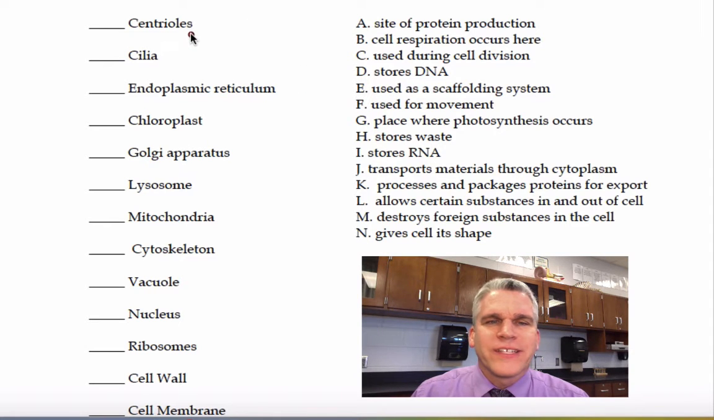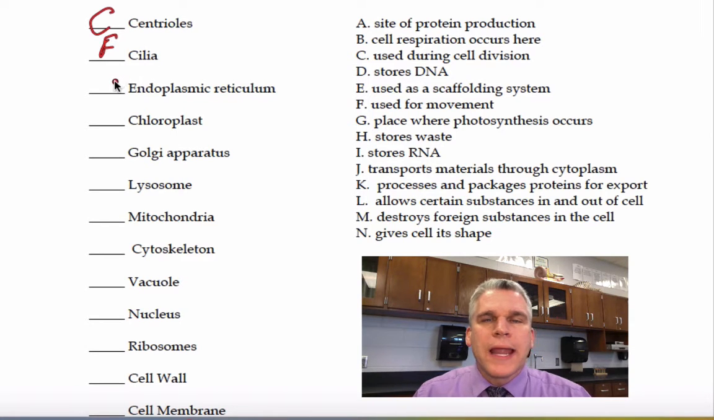We're going to start with the centrioles. The job of the centrioles, these are going to be used in the process of cell division. I will talk more about this in another video, so that is C. Now cilia are tiny little hair-like structures that are found on the cell membrane, and they are used for movement. They help propel the cell through the liquid that they're in.